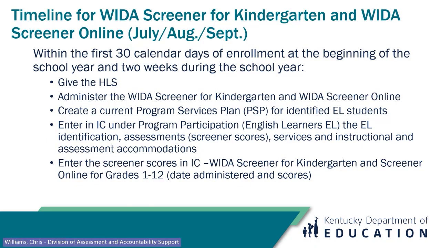Here is the timeline for both screeners, what you should be doing. This just tells you that you want to give the home language survey, administer the screener, and then you'll want to create a current program services plan and enter that information underneath program participation, and we'll go through those in other modules and how to enter those scores in Infinite Campus as well.